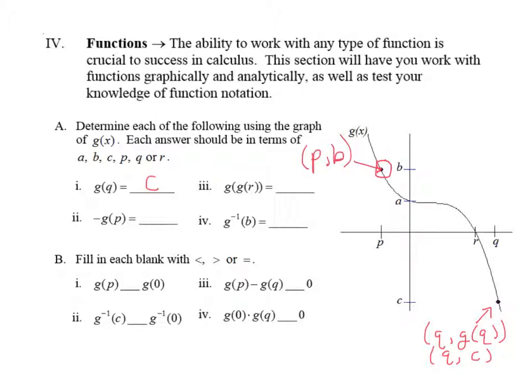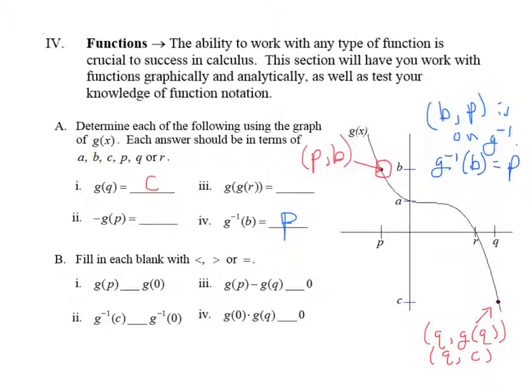All right. Well, if P comma B is on the function G, and we know that inverses simply switch the inputs and the outputs, then that must mean that the point B comma P is on G inverse. Which means that if we were to plug B into G inverse, we have to get back P, right? So, of course, now I've given you this answer. It is just going to be P.